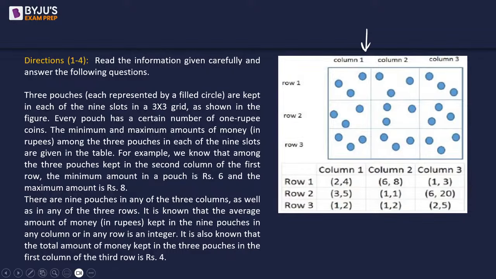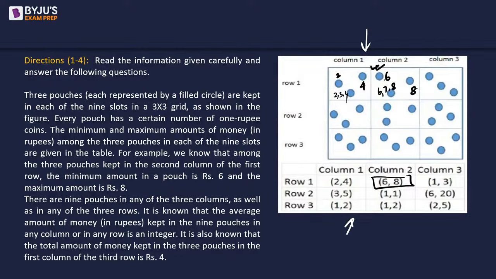The minimum and maximum amounts of money in rupees among the 3 pouches in each of the 9 slots are given in the table. So this table is about, in first row, first column, what is the minimum amount you have? Suppose this pouch has 2 rupees and this pouch has 4 rupees. So the middle pouch can have 2, 3 or 4, right? Because 2 is the minimum and 4 is the maximum amount that a pouch can hold. They have given us an example to understand. So for example, we know that among the 3 pouches kept in the second column of the first row, we're talking about this particular cell, the minimum amount is 6 rupees. So suppose this is 6 and this is 8. So this is going to be 6, 7 or 8.